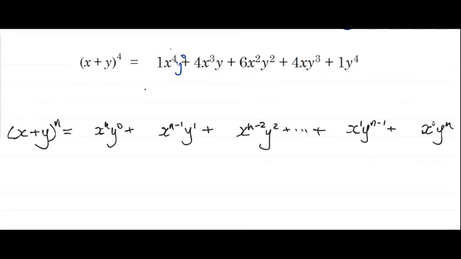So the first question for the first term is, how many different ways can we pick 0 y's out of n binomials? And then the next one is, well, how many different ways can we pick 1 y?